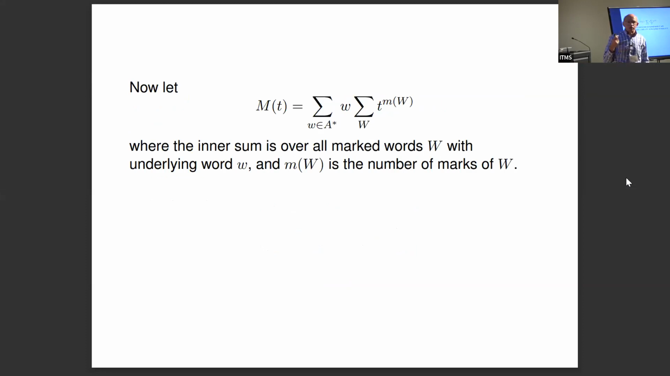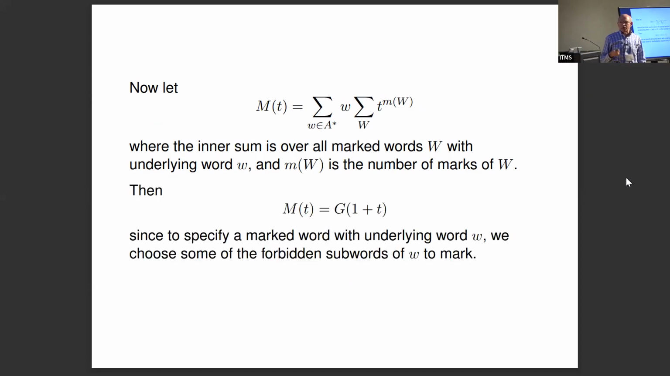So now what I want to do is I'll let m of t be the generating function for these marked words. In other words, I sum over all words in A star. For each word W in A star, I sum over all the ways of marking that word in this way, that I pick a subset of the forbidden subwords and I weight that by t to the number of marks. That is the number of marked subwords.